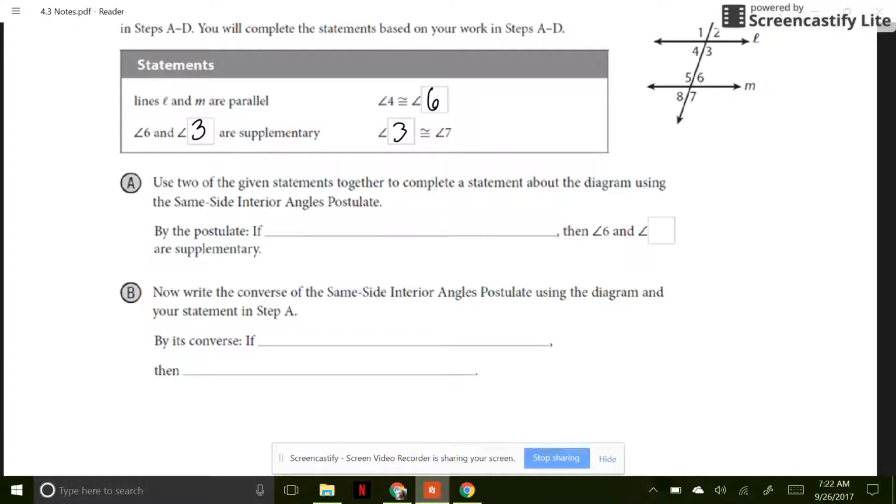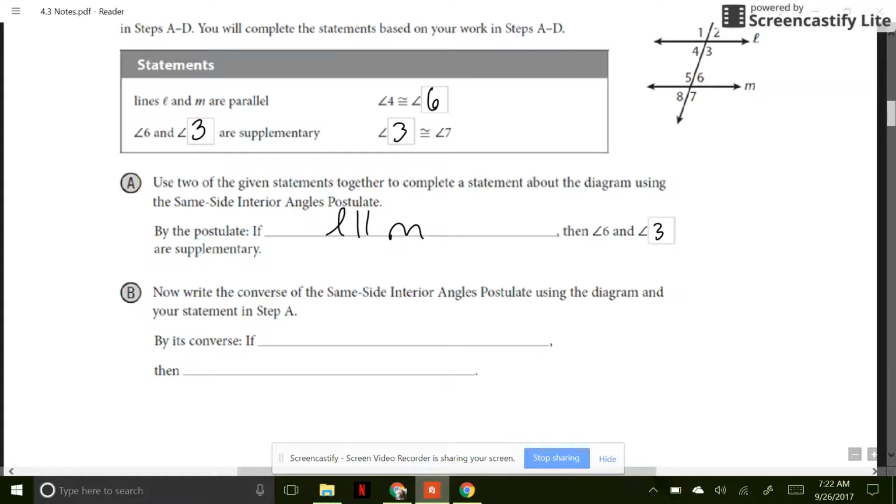So by that same side interior angles postulate, the first thing we had to know was that the lines were parallel. So we're going to use the statement lines L and M are parallel. I'm going to go ahead and shorten it to say L parallel to M. So if L parallel to M, then we see what are our same side interior angles. Well, angle 3 and angle 6. So we'd say angle 6 and angle 3 are supplementary.